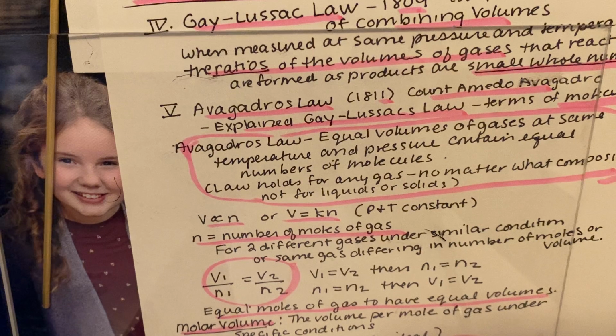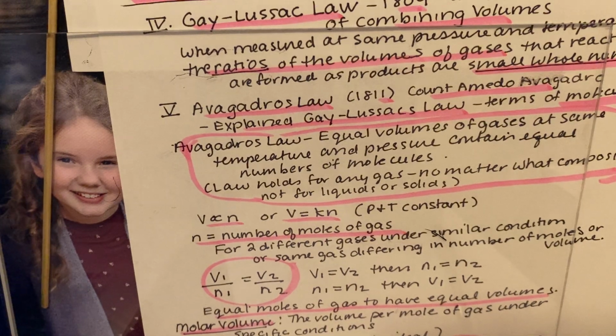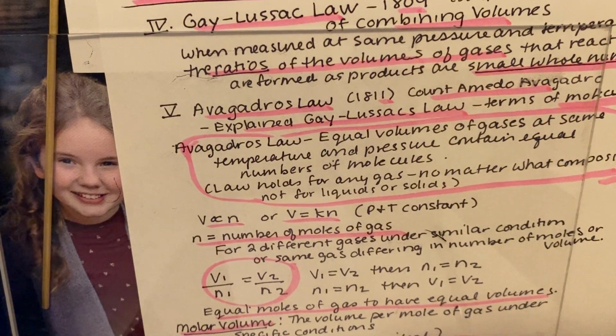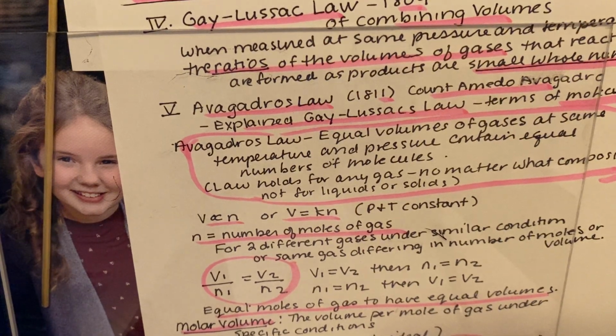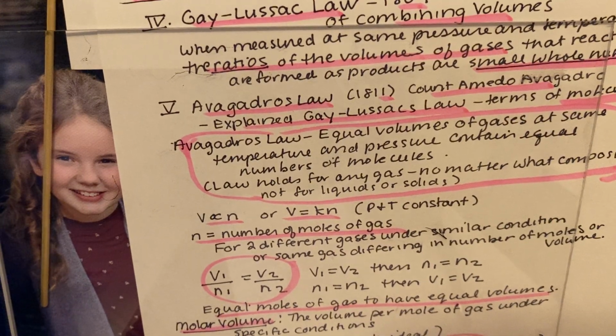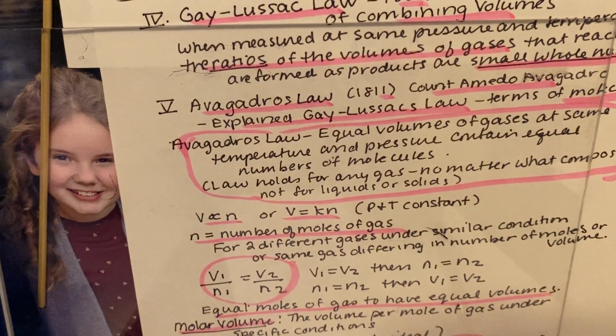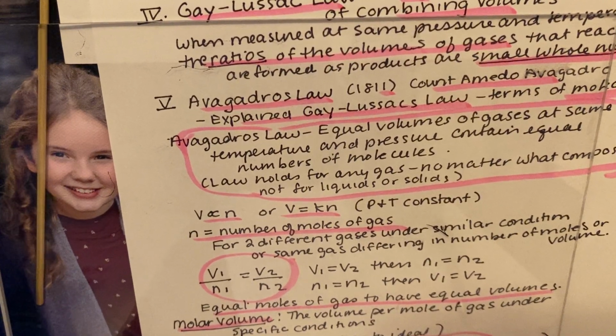When measured at the same pressure and temperature, the ratios of the volumes of gases that react or are formed are small whole numbers. So he was basically saying these ratios between them are very close to being equal. And Avogadro's law basically said equal volumes of gases at the same temperature and pressure contain equal numbers of molecules. And this law holds for any gas.